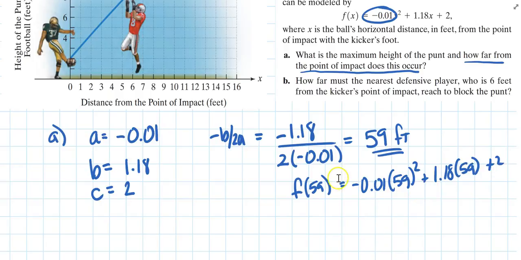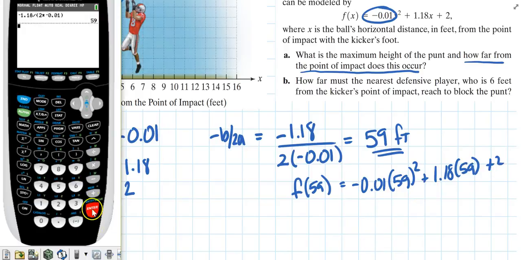So let's bring out the calculators again. And here's mine. And I'm going to go negative 0.01 times 59 quantity squared. And then I'm going to go plus 1.18 and multiply it by 59. And then I'm going to add 2. Okay, then when I push enter on this, I get some crazy number.